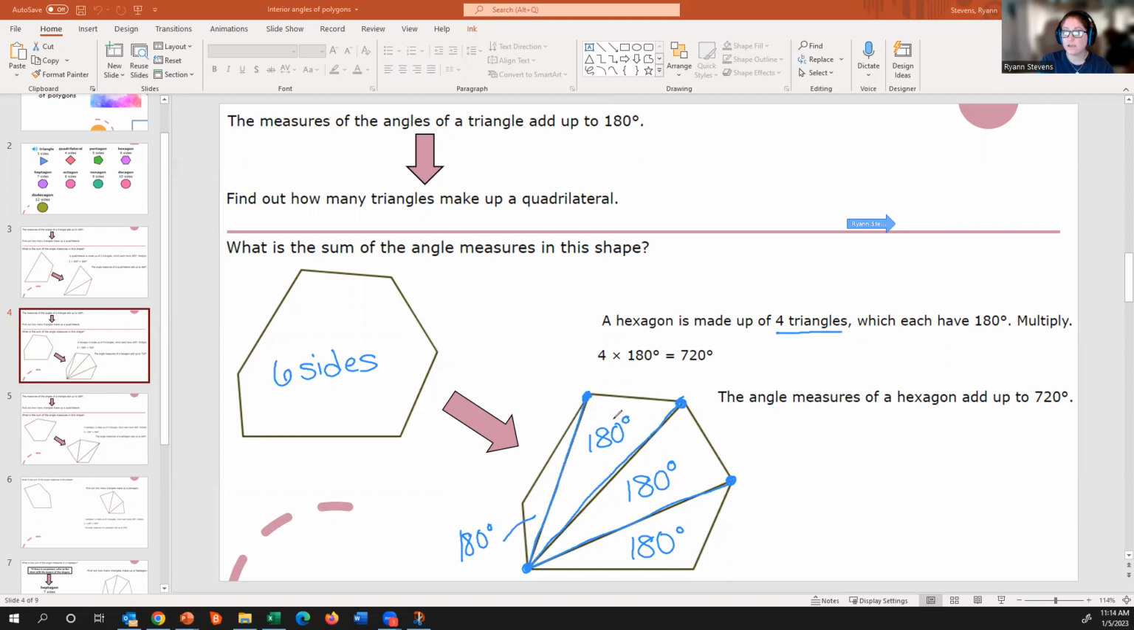And each of those have angle measures that add to 180 degrees. So we would have 4 times 180, and this would show us that this hexagon is going to add up to be 720 degrees total.